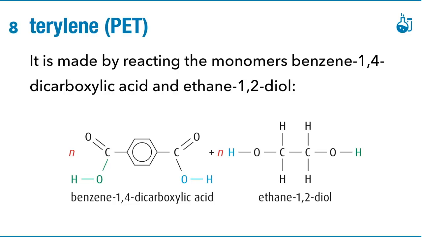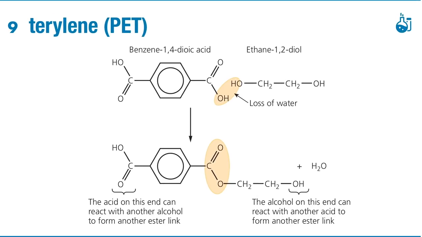Let's look step by step at how the polymer is made. The acid group and the alcohol: the acid group's OH and the alcohol's H combine to lose water, and the ester linkage is formed. That has happened once. Now what happens? This acid's OH will react with the OH of the next alcohol, the diol here, and that will make water. This OH will react with the OH of the acid to make water, but the acid will have another acid group on the other side. So this will keep on happening chain by chain by chain.